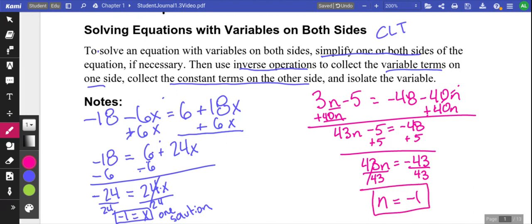And again, when you just get n or x or y or whatever is equal to just one number, you've got one solution. Sometimes I'm going to ask you about that as well.